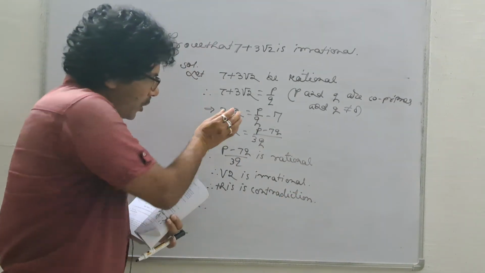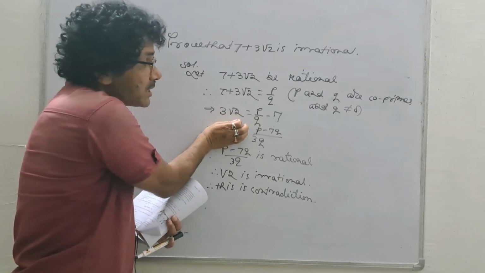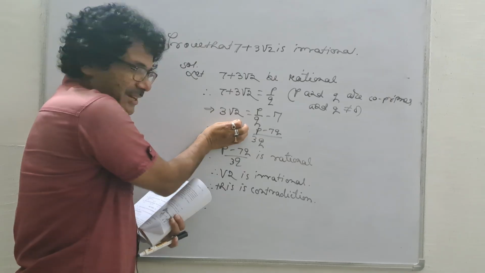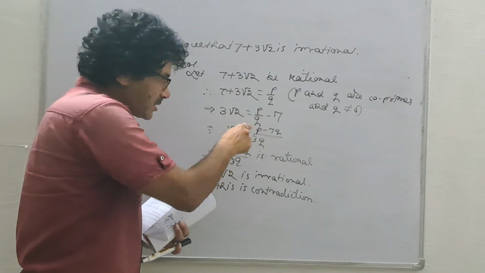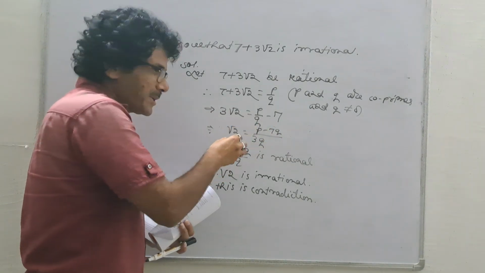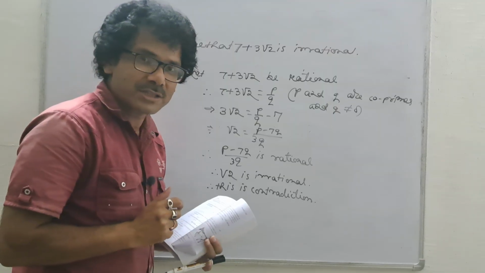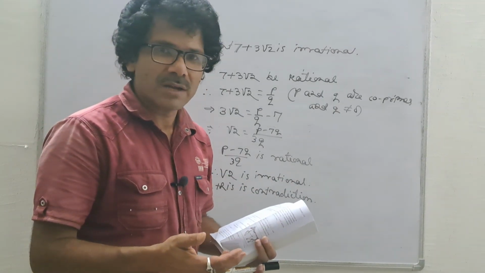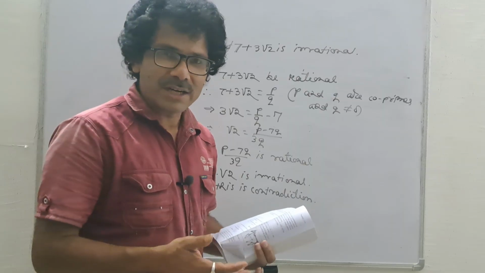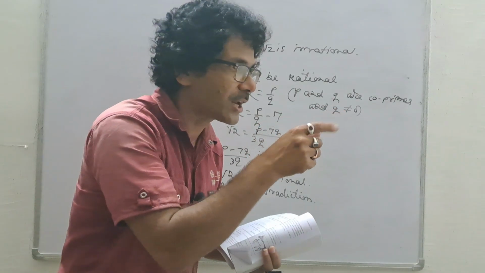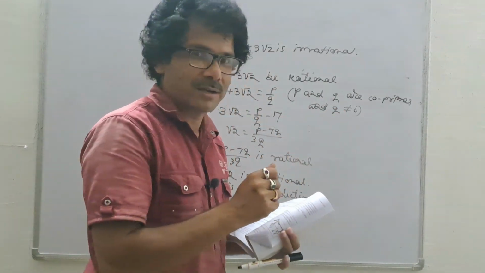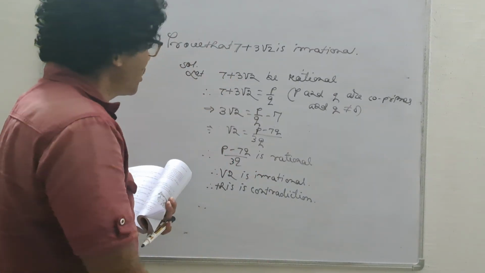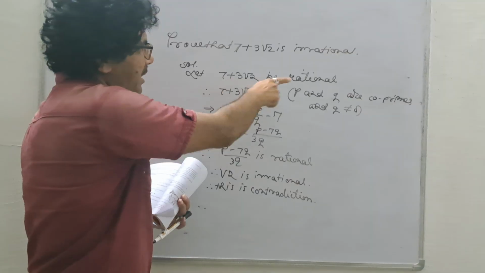That means when we don't see root 2, then we see that P minus 7Q by Q is rational. But when we see root 2, that is this is equal to root 2, then this value is root 2, means this is irrational. So sometimes it is rational, sometimes irrational. This is not possible. So this is a contradiction. We have got this contradiction for assuming this to be a rational number.